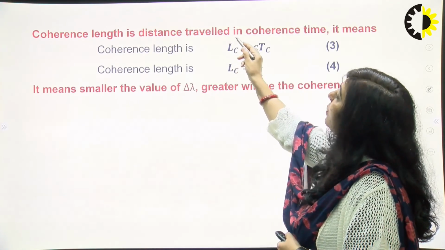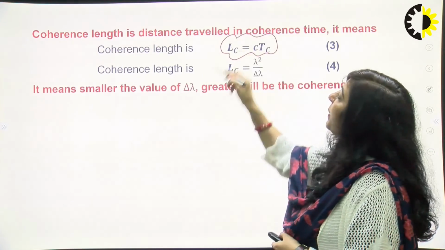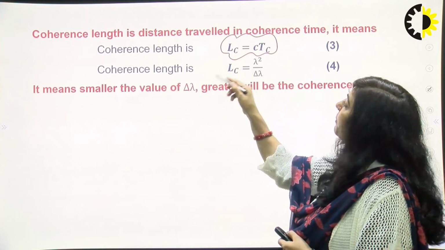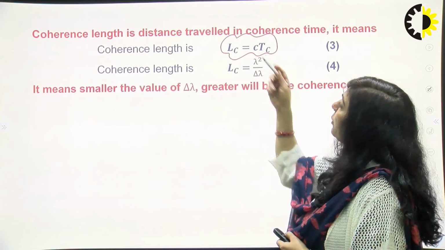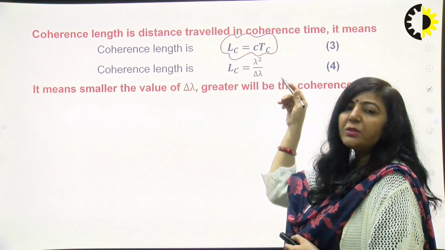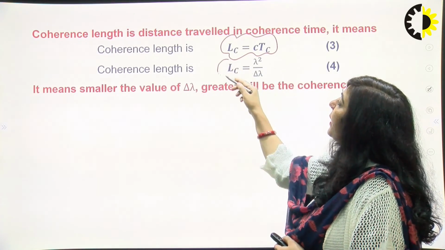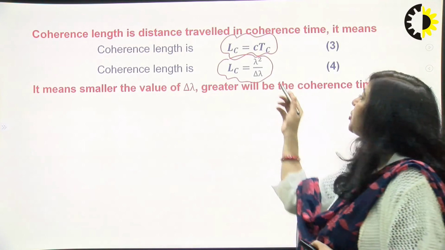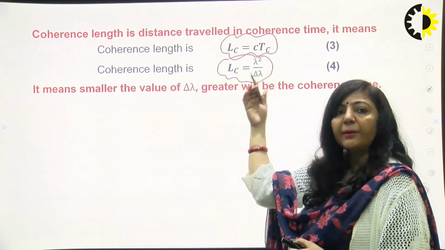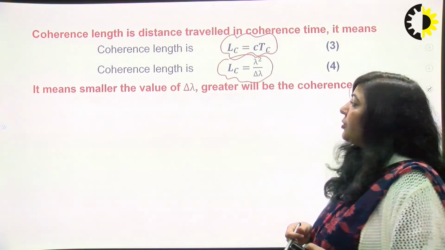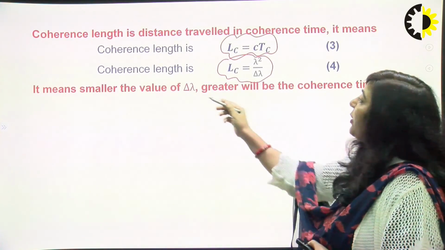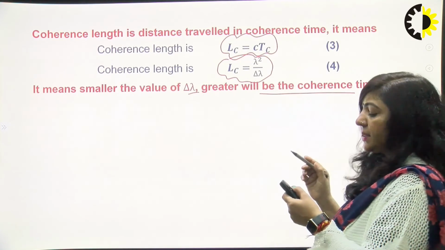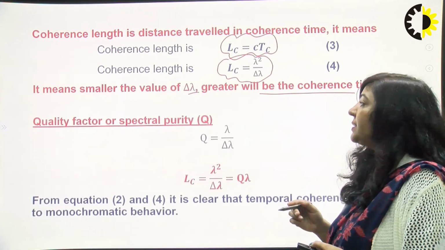Coherence length is equal to C times Tc. And we have already seen in the previous equation that Tc is lambda square upon C delta lambda. From there you are getting the coherence length as lambda square upon delta lambda. Smaller the value of delta lambda, greater will be the coherence length. So it means smaller the value of delta lambda, greater will be the coherence time as well as the coherence length.